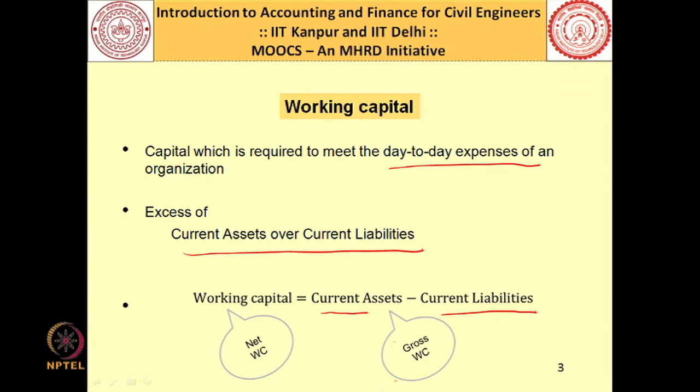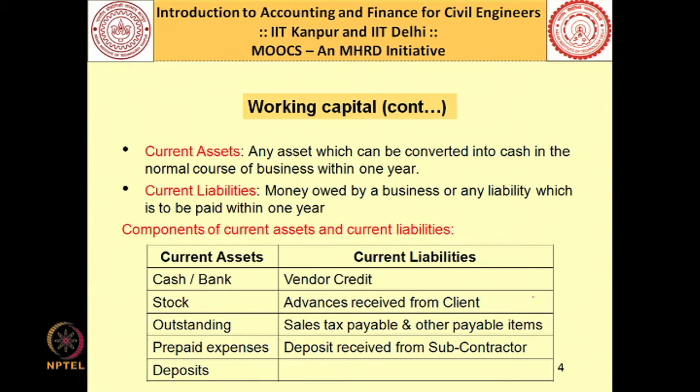Sometimes these current assets we call as gross working capital, and the difference of the current assets and current liability sometimes we also refer to as net working capital. So, gross working capital is your current asset itself and net working capital is the difference of current asset and current liability. You remember in one of the lectures we discussed in detail what is meant by current assets, what is meant by current liability. Just to remind you, current asset is basically those assets which can be converted into cash in the normal course of business within 1 year time frame.